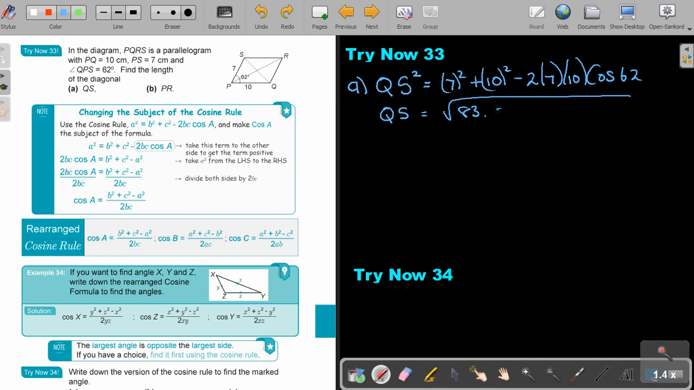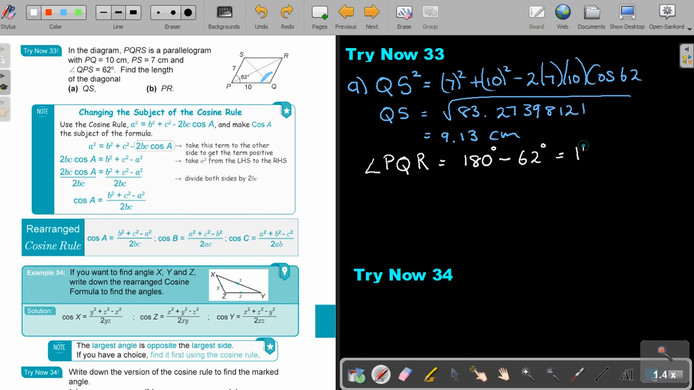And now I'm going to even make it shorter by just putting the square root. Don't clean it on your calculator. Don't approximate it. 398. And after you press the square root, you get QS is 9.13, because this is approximated to 3 significant figures. Okay, now how do you get that angle? You are just going to say angle PQR is going to be 180 minus 62, and that will give you an answer of 118 degrees.